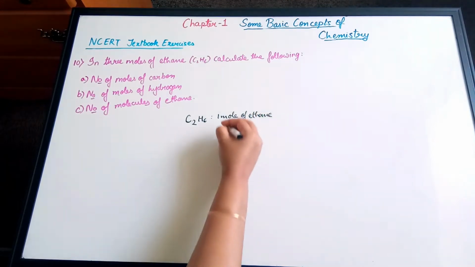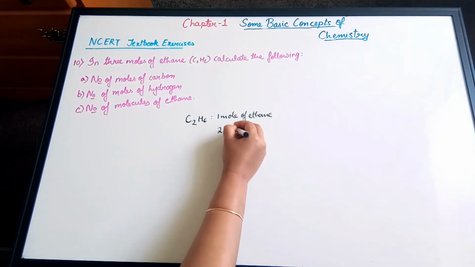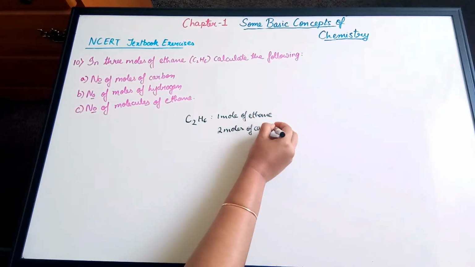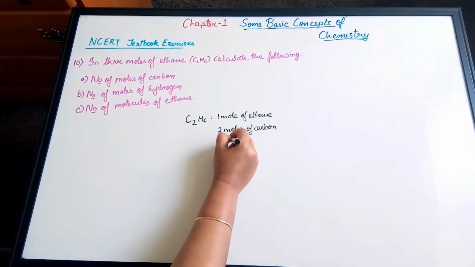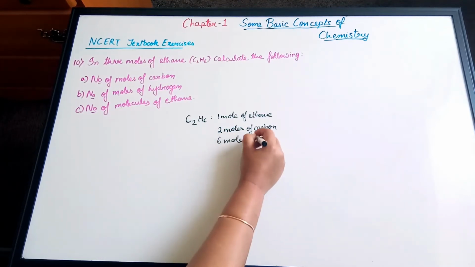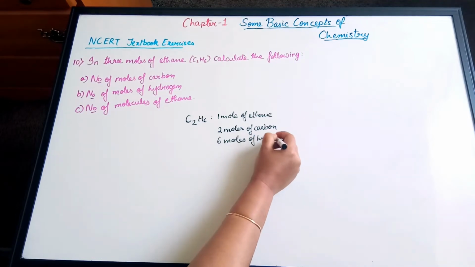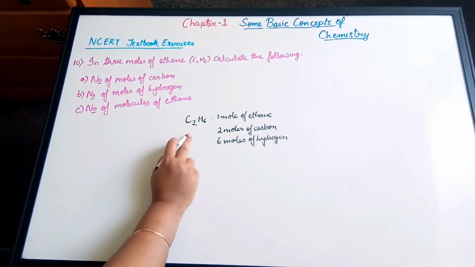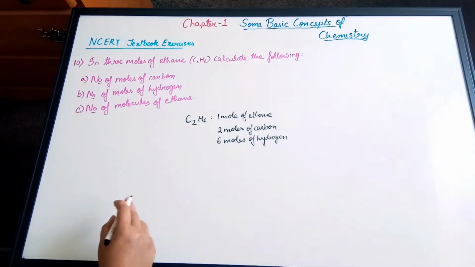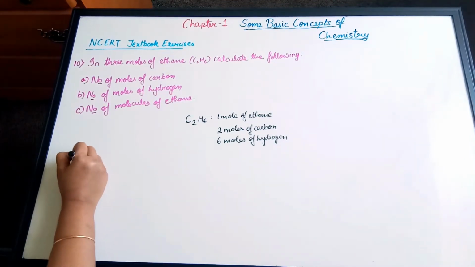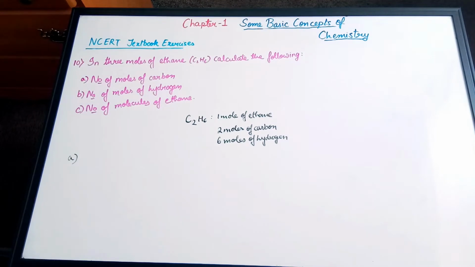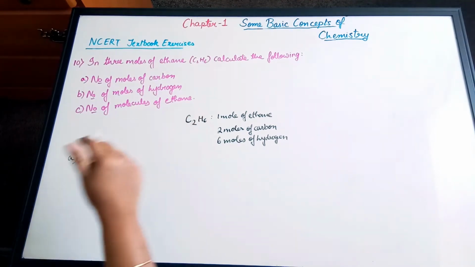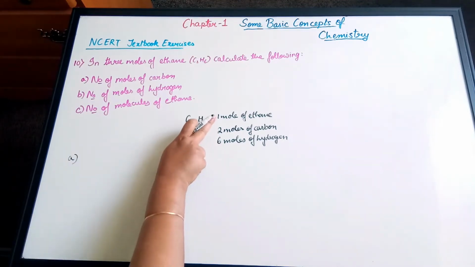In 1 mole of ethane, we have 2 moles of carbon and 6 moles of hydrogen, because the number of atoms of hydrogen is 6 over here, and the number of atoms of carbon is 2. So the first question is, we need to figure out how many moles of carbon is present.